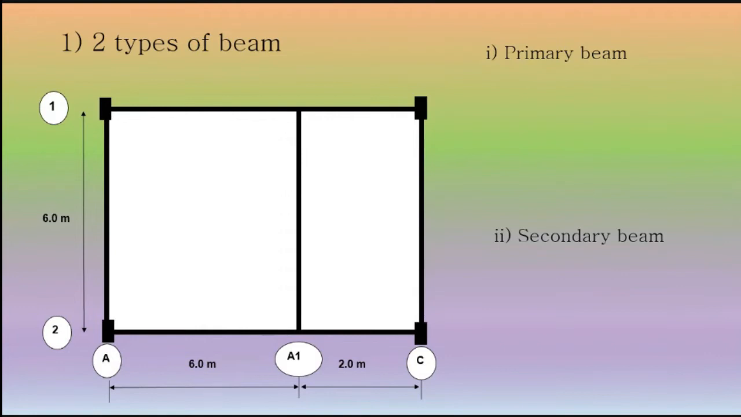So as we know, primary beam. Okay, primary beam is a beam which is supported by column. Means at the end of beam there is a column. So kalau kita tengok kat sini, cepat, name it. List kat saya, primary beam. Which one is primary beam guys? A stroke 1, 2.